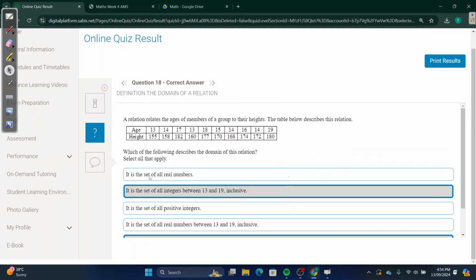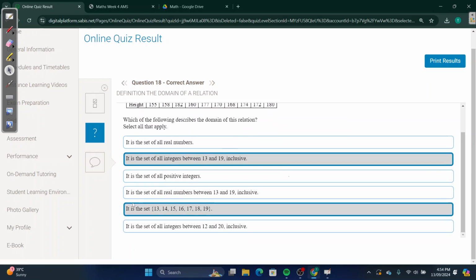Okay, this doesn't need explaining. It's the set of all integers between 13 and 19. As you can see, 13, 14, 17, 13. It's unordered, but all the numbers are there. It is the set 13, 14, 15, 16, 17, 18, 19. Yeah, that's correct. Any other option there is wrong.